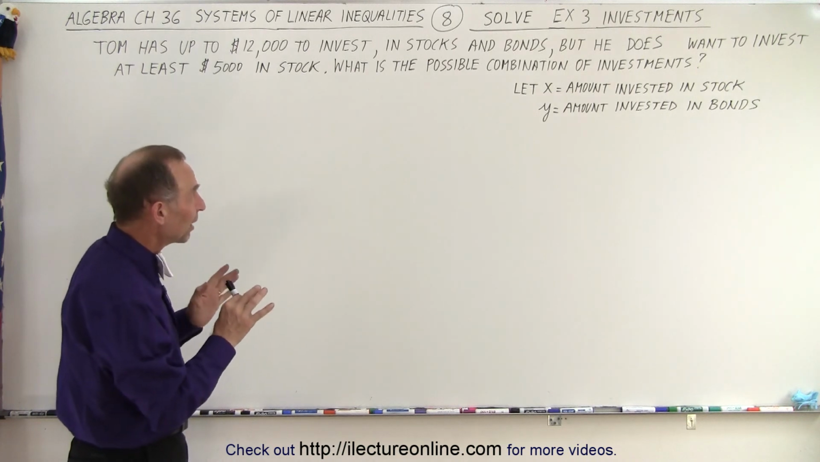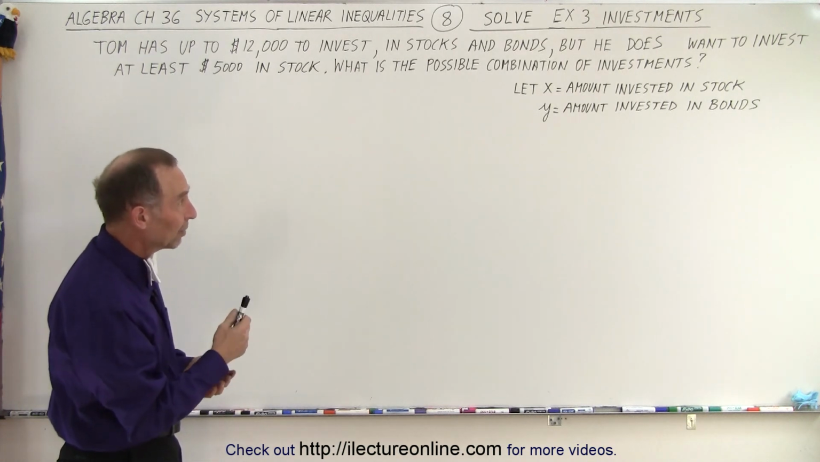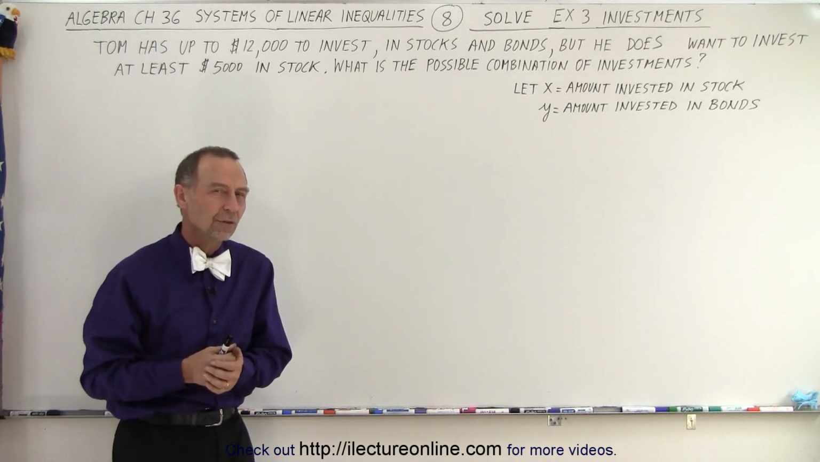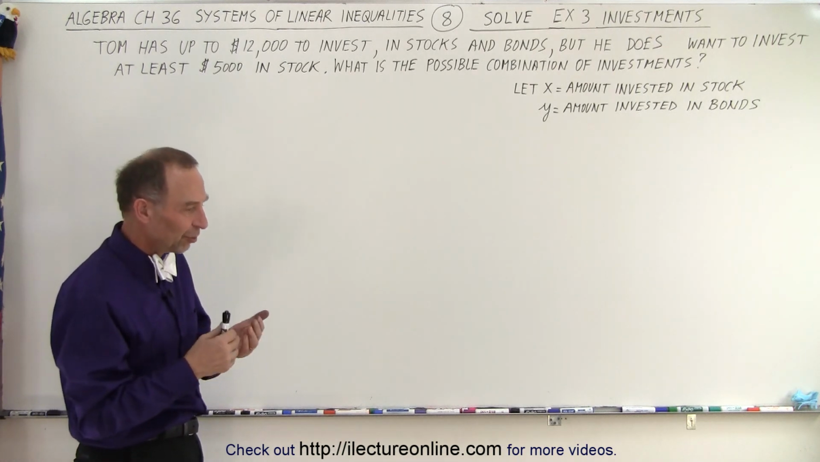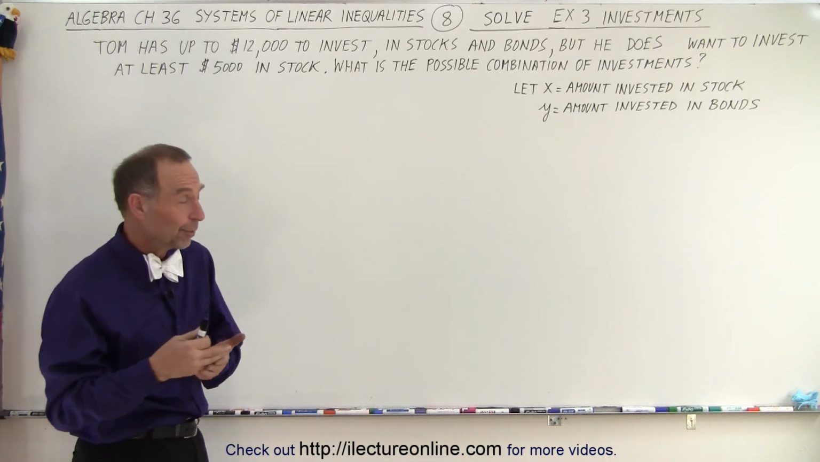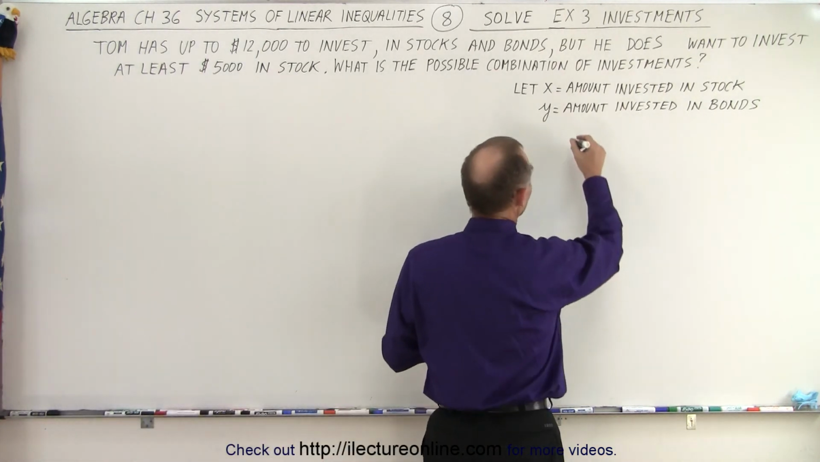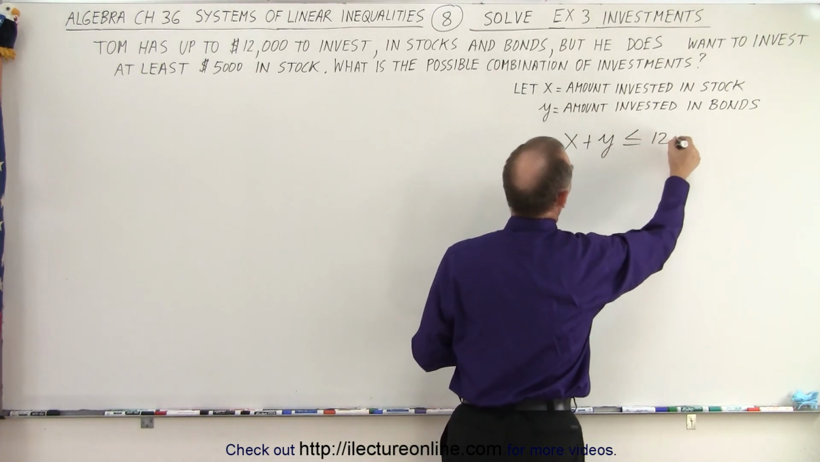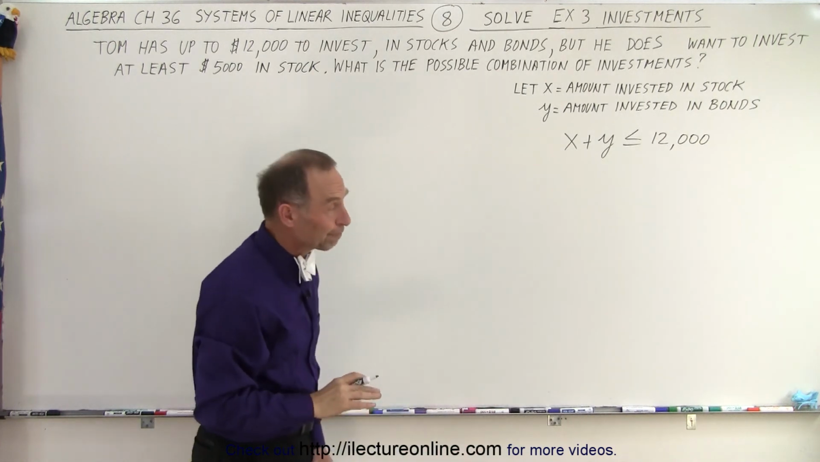And we want to express the two kinds of investments with two variables, and we already did so. Let x equal the amount invested in stock and y the amount invested in bonds. But now we need to come up with two inequalities. Well, first of all, the total amount of investment cannot exceed $12,000. So that means that x plus y must be less than or equal to $12,000. Cannot be more, it can be less.